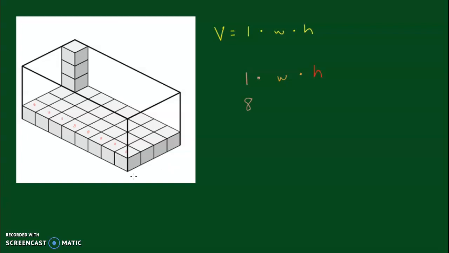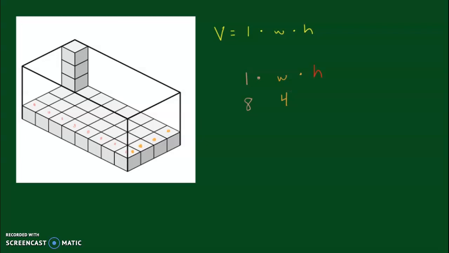Then our width, from the front of it to the back, we have 1, 2, 3, 4. Now if you notice in this cube right here, we have two colors. That's because it's in both the row for the length and also in the row for the width.